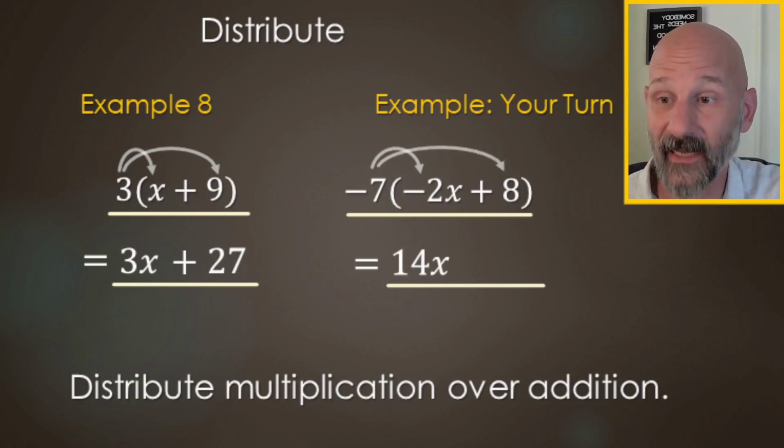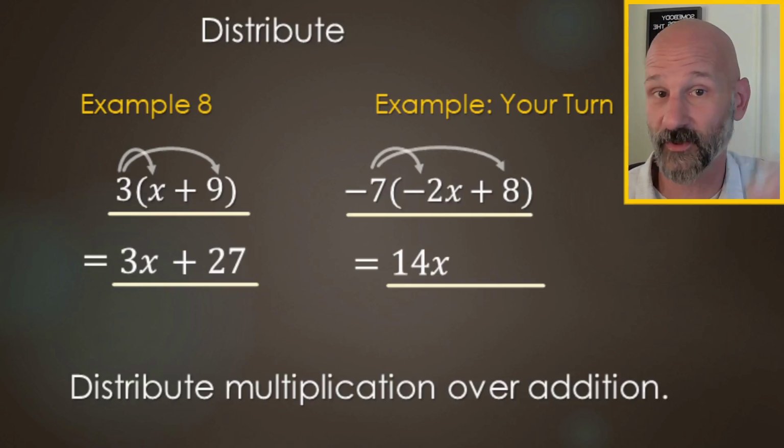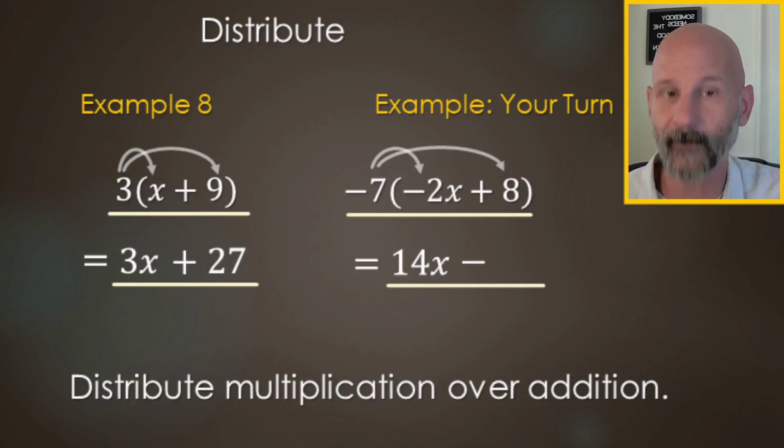Next up, we're going to do -7 times +8. So step 1, is that positive or negative? We have a negative times positive. The signs are different. It's going to be a negative, so it'll be a minus. And now we do 7 times 8, 56. And there we go. There's our distributing.